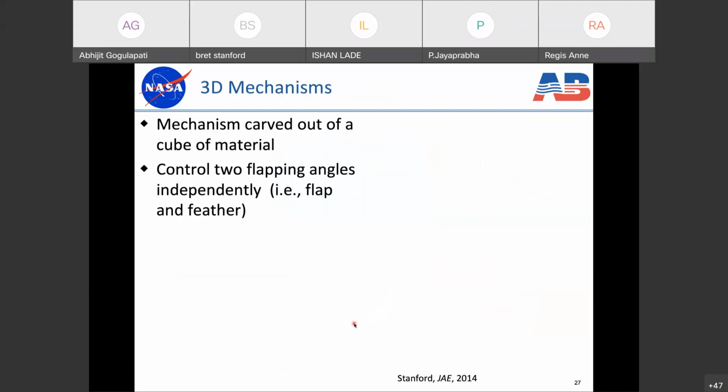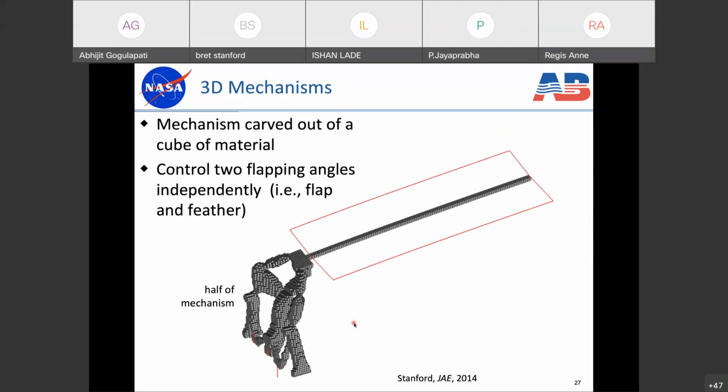We also did a foray into 3-dimensional topology optimization, looking at 3-dimensional mechanisms. Previously we were carving our topology out of a square of material and looking at single flapping rotations about a single axis. Now we want to carve our mechanism out of a cube of material, and we want to try to control 2 flapping angles independently. So we want an up and down flapping motion, and then an out-of-plane feathering motion. So that result is shown here.